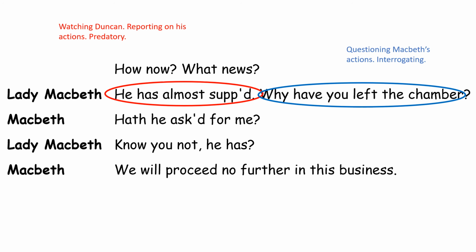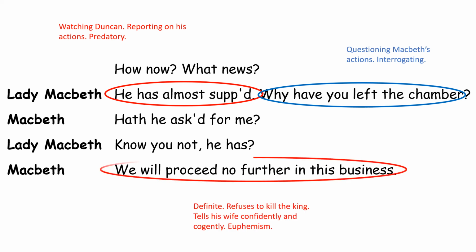Macbeth then says this line. He says more, but this is where we're going to finish it for today. He says, "We will proceed no further in this business." And for me, that sounds incredibly definite. If you read that line, "we will proceed no further in this business," you can't be confused. That is a very definite statement. There's no ambiguity there at all.